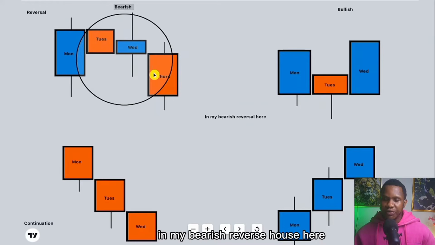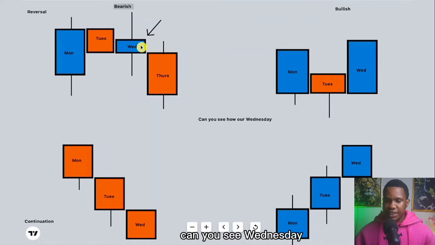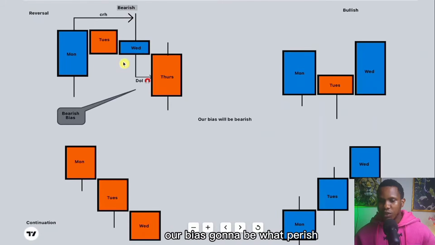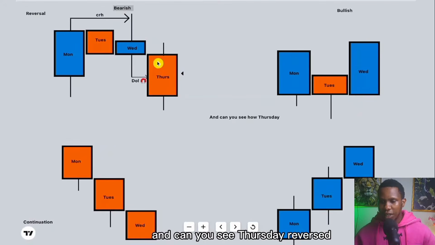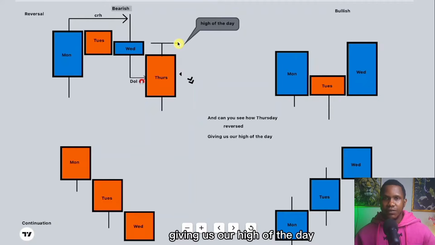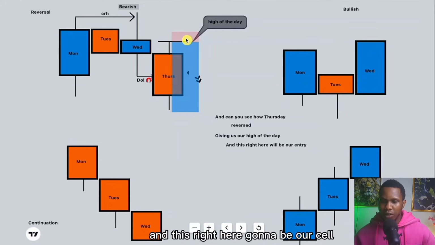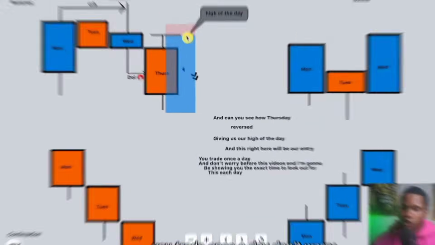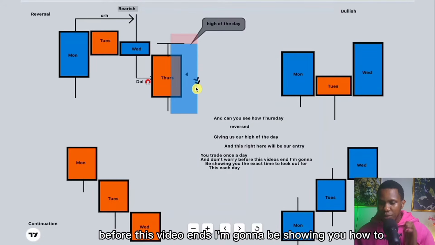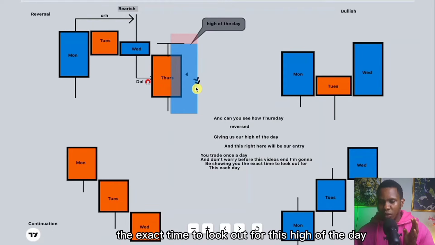In my bearish reversal here, can you see Wednesday swept Monday's candle range high? Our bias is going to be what? Bearish. And can you see Thursday reversed, giving us our high of the day? And this right here is going to be our sell. You trade once a day. Don't worry, before this video ends, I'm going to show you the exact time to look out for this high of the day each day.